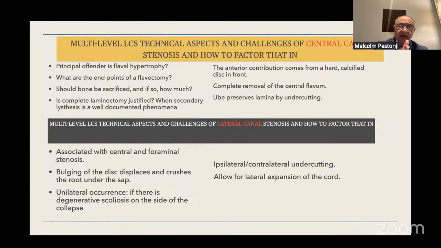When we are talking about lateral canal stenosis, it's usually associated with central and foraminal stenosis. Bulging of the disc displaces and crushes the root under the SAP. I will be showing a wonderful video of that to you. And what it needs is ipsilateral and contralateral undercutting, and you need to remove the flavum in the lateral recess, completely decompress the SAP, IAP to allow for what is called lateral expansion of the cord. You cannot retain flavum in the lateral side of the cord.